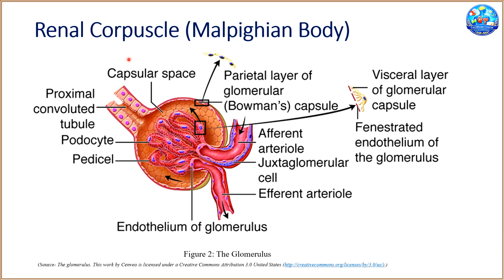Now let us study about the renal corpuscle or Malpighian tubule. The renal corpuscle is the initial part of the nephron and it is located in the cortex of the kidney. It consists of two main components. One is the glomerulus, which is a bunch of capillaries, and the Bowman's capsule.